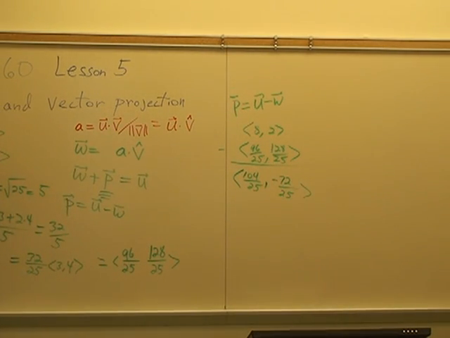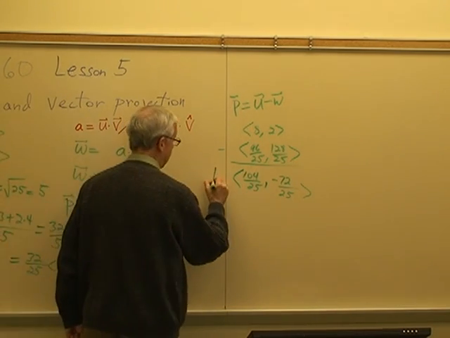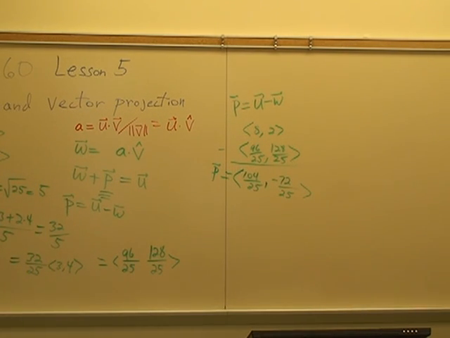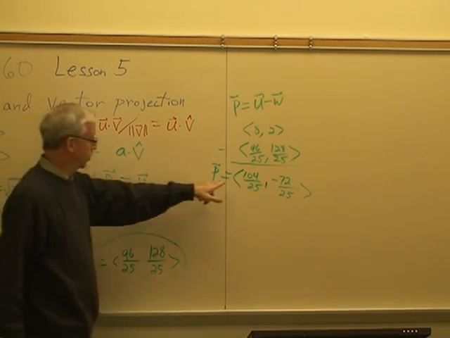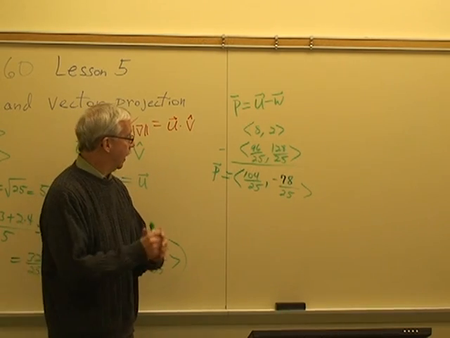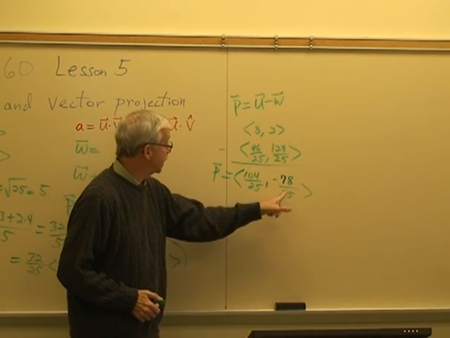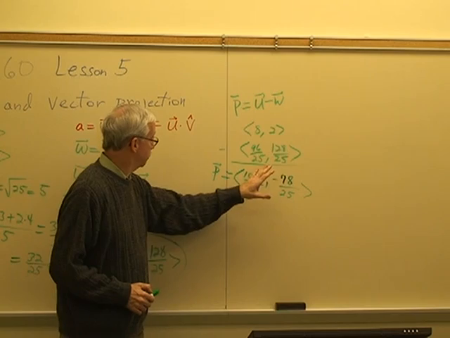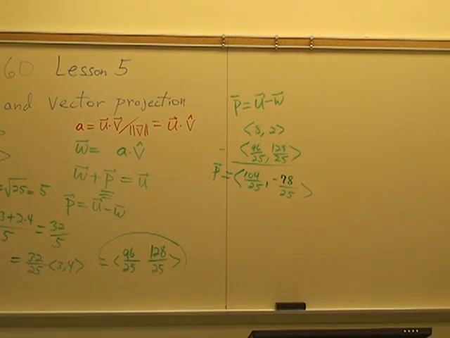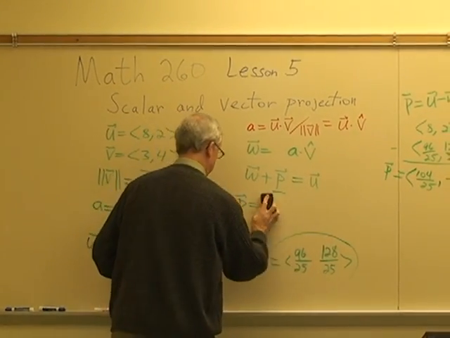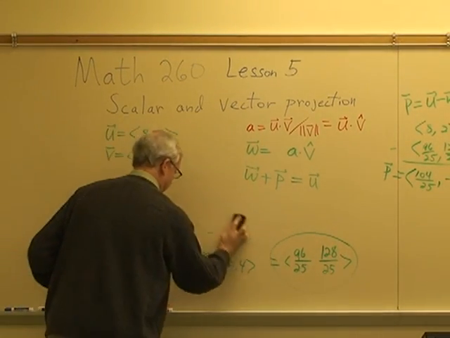So this is my vector P, and now I've broken my original vector U into two pieces. This one, the vector W, that goes along the vector V, and this one that's perpendicular to V. Okay, except it's important to do the arithmetic correctly. It's actually minus 78/25. So now what we want to do is prove to ourselves that W and P are really perpendicular. Let's redraw the figure. First thing I'm going to do now is capture the two answers.